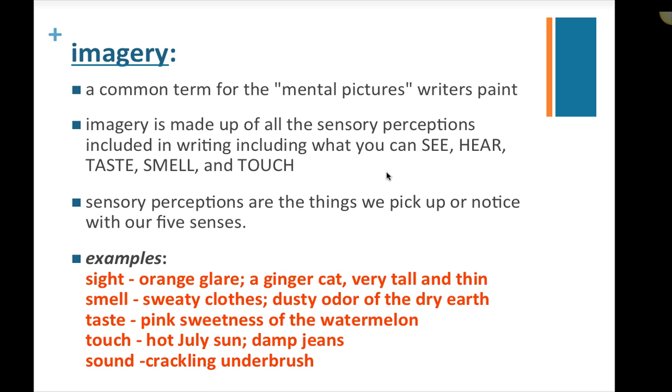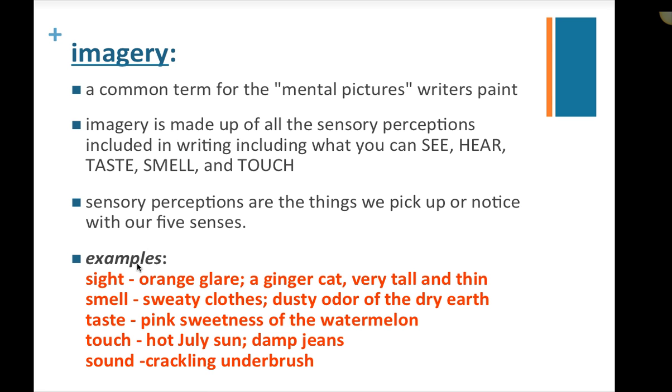Imagery is made up of all of the things that are described that we perceive with our senses, so the sensory perceptions included in writing, which means anything that you can see, a description of something you can see, a description of something you can hear, a description of something you could taste or smell or touch. That is imagery. So again, when we say sensory perceptions, or something describing what we pick up with our senses, that's what we're talking about. See, hear, taste, smell, touch.